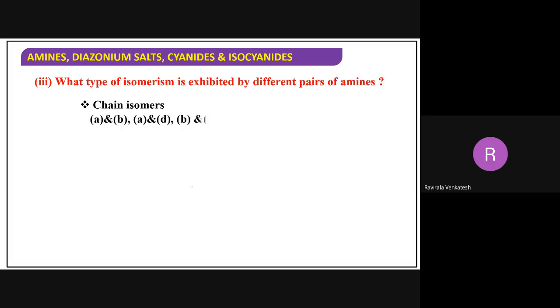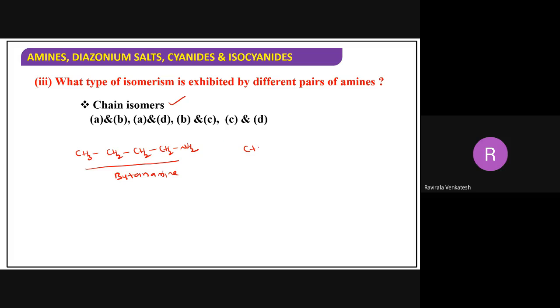Now, what type of isomers are exhibited by the amines here? Chain isomers, we already wrote this one. Chain isomers means how do you get chain isomers here? I will write this one. CH3, CH2, CH2, CH2, NH2. This is the chain having what? 4 carbons, butanamine. Right?